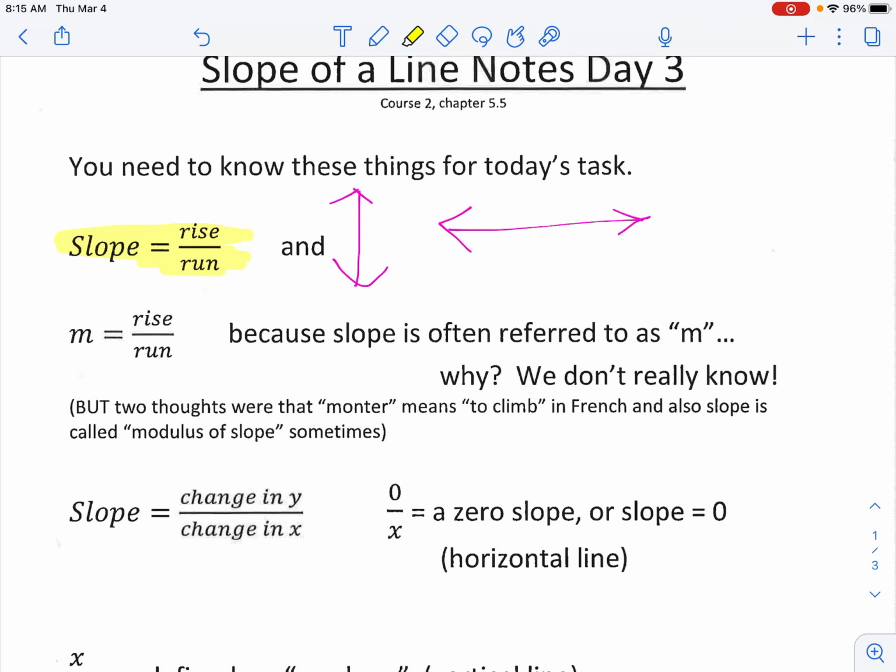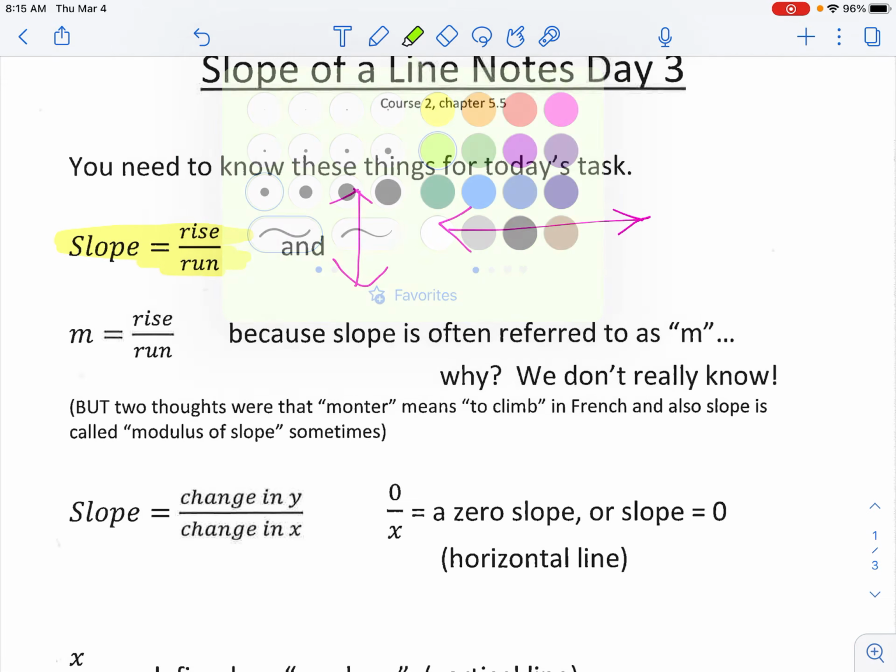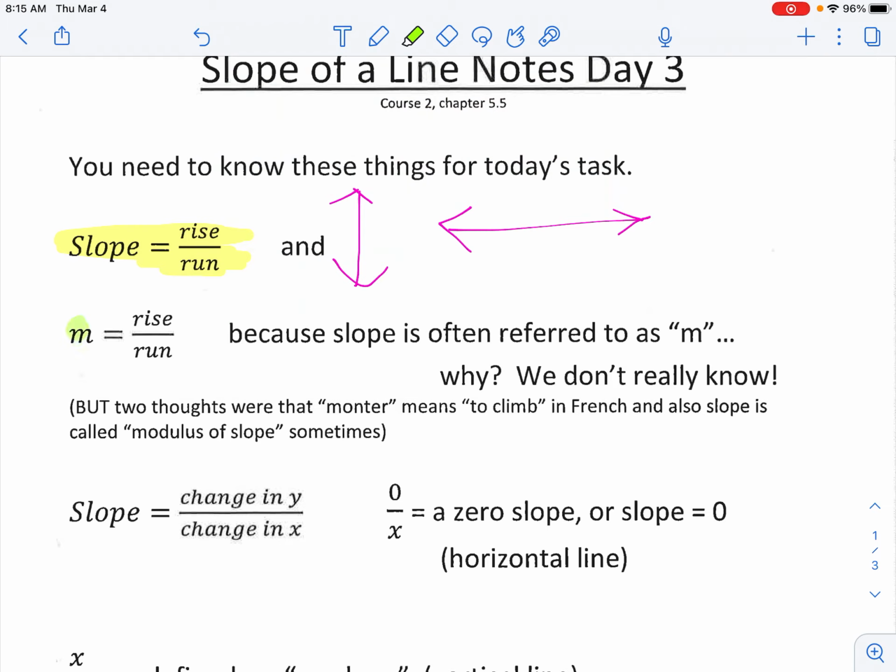Now, we've just been calling it slope, but we're going to learn something new today. Instead of using the word slope, we're going to use the letter M. So notice that first it says slope equals rise over run, and then right underneath that, it says M equals rise over run, because slope is often referred to as letter M. Why? We don't really know. But you're going to see from now on in math that anytime that somebody is referring to slope, they're going to use the letter M.